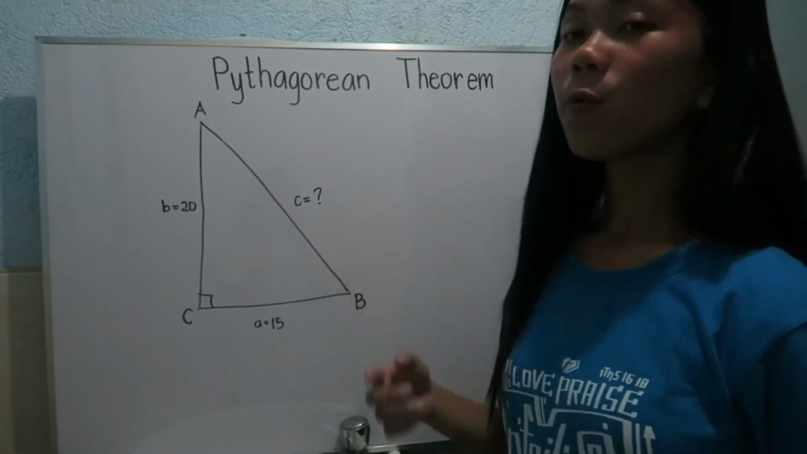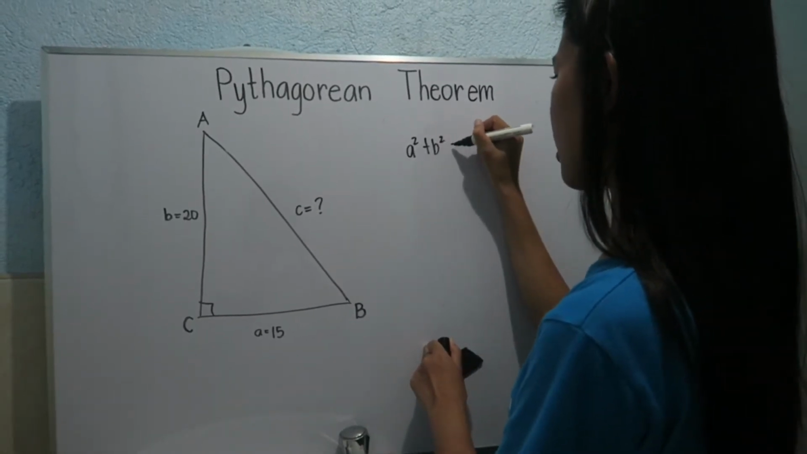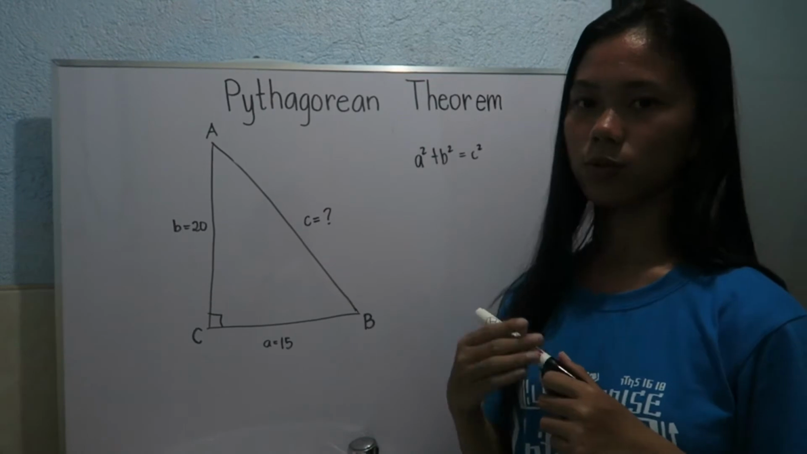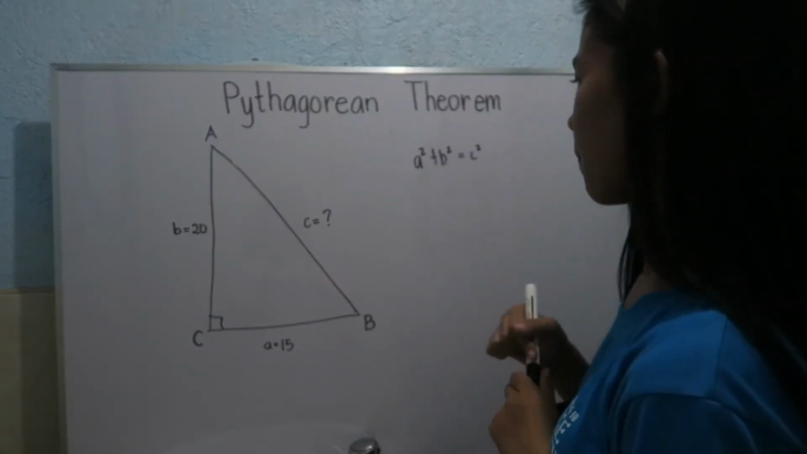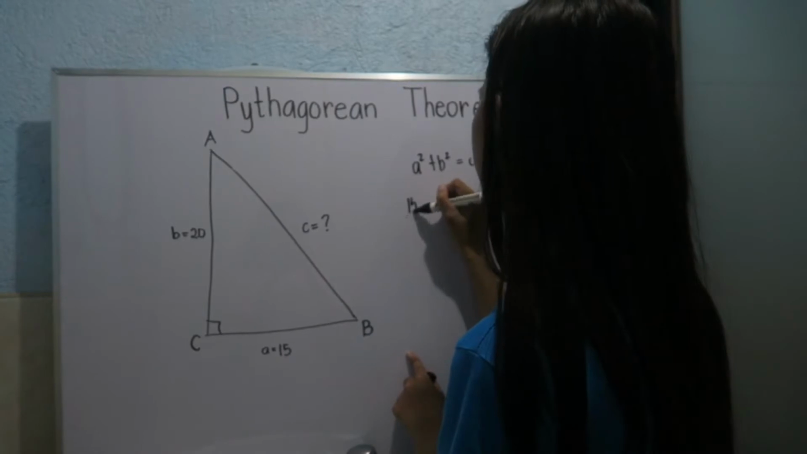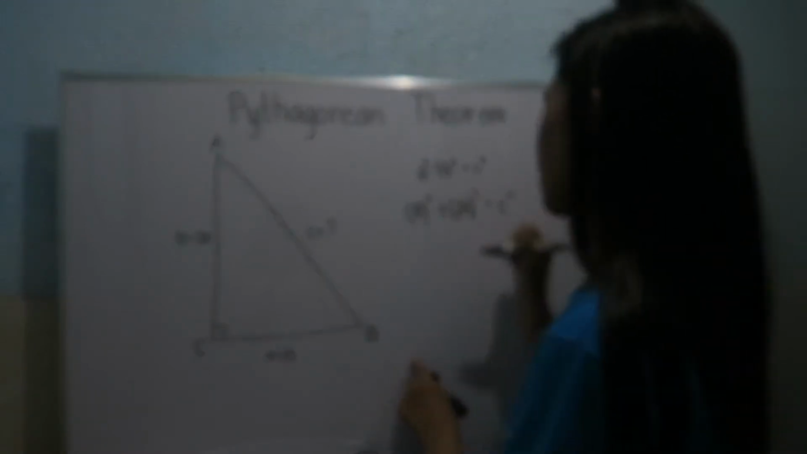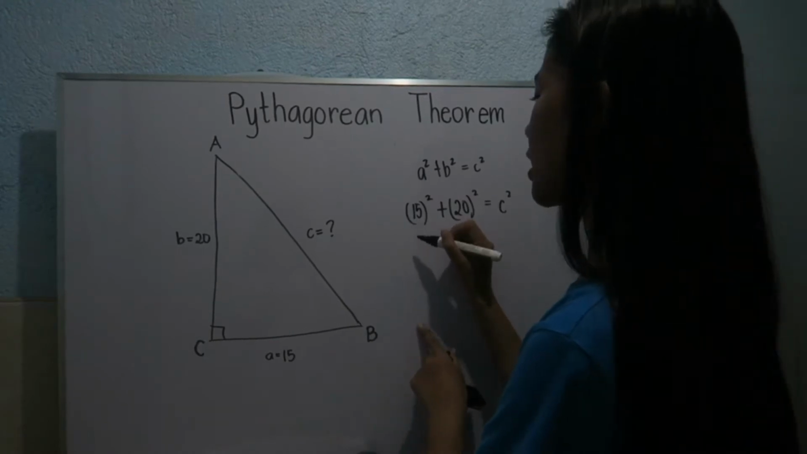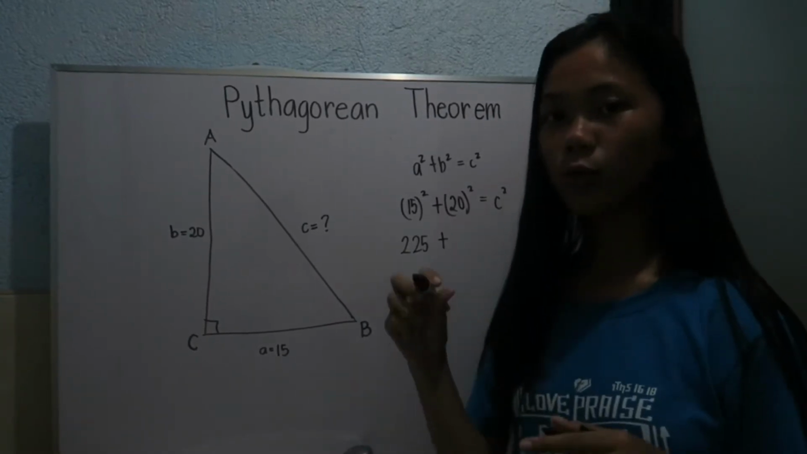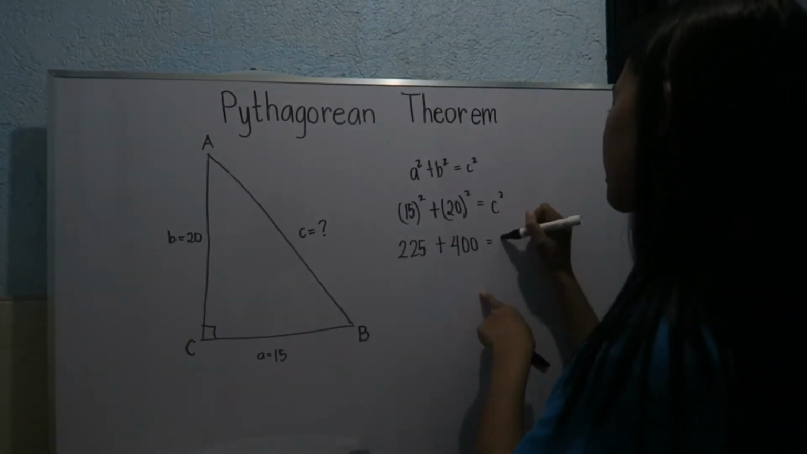To find the value of c, we will use the formula of Pythagorean theorem, which is a squared plus b squared is equal to c squared, where a and b are the two legs of the triangle and c is the hypotenuse. Since the length of leg A is 15 and the length of leg B is 20, we can write this as 15 squared plus 20 squared is equal to c squared. 15 squared is simply 15 times 15, which is 225, plus 20 squared is simply 20 times 20, which is 400, equals c squared.